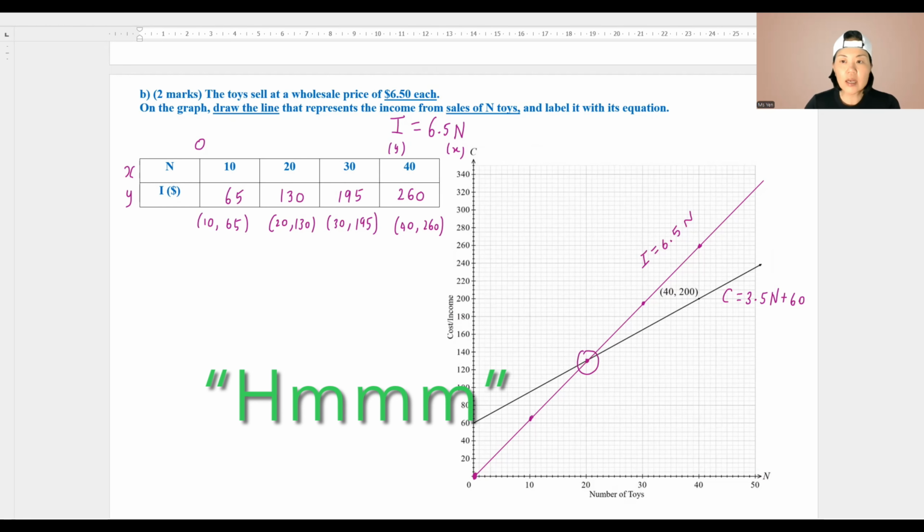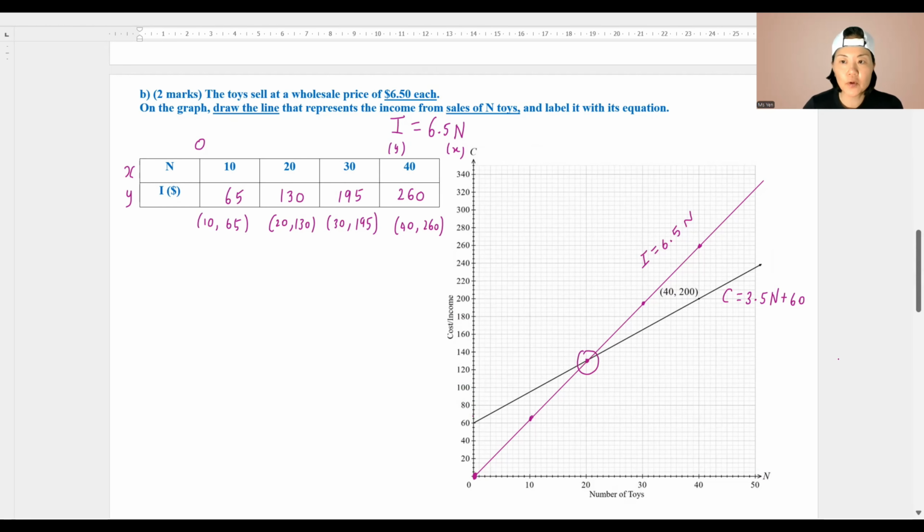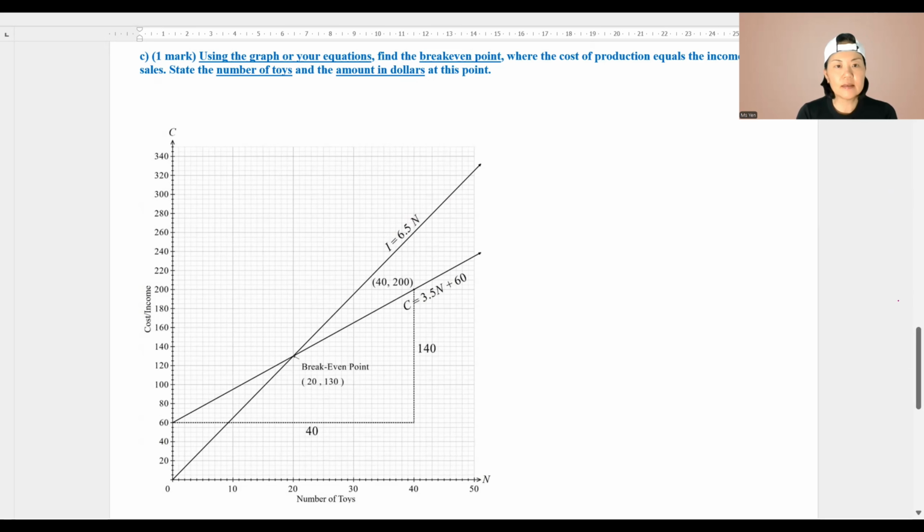So I wonder what kind of question we were going to get next. Part C: using the graph or your equations, I'm going to use my graph, find the break-even point. Aha, there you go. We knew it was coming. Where the cost of production equals the income from sales. State the number of toys and the amount in dollars at that point.